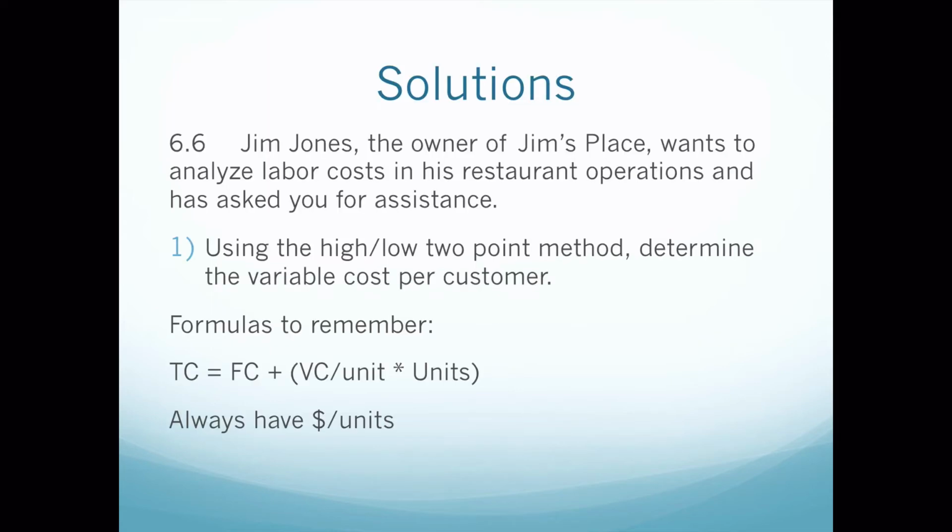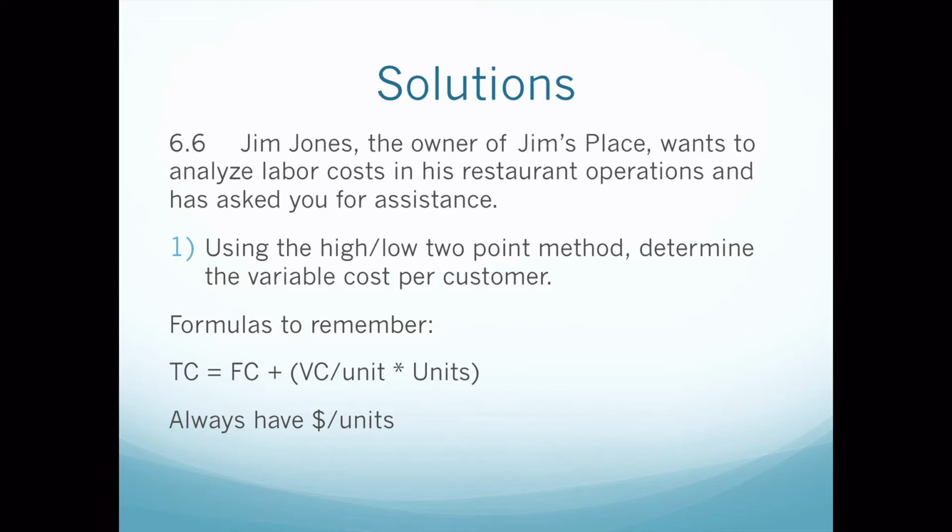So the first problem, 6.6, is a pretty simple problem. We get a list of months and labor costs for the year, I believe it is. I didn't write it all down on here because it was just too much to write. So we were given January through December, and we have the number of customers and labor cost, and we're going to use the two-point high-low method.